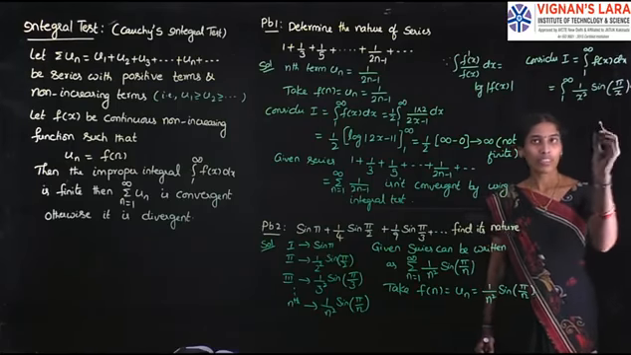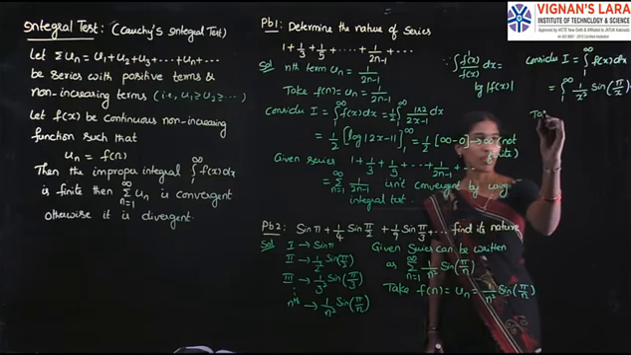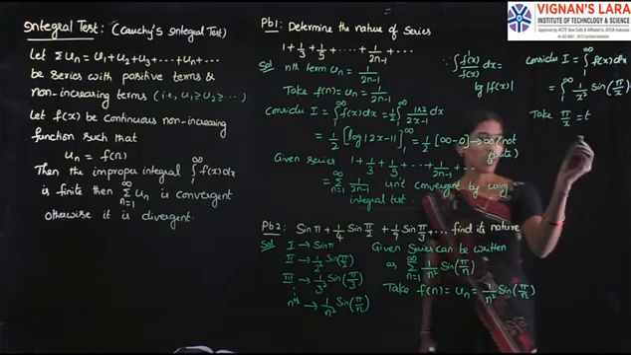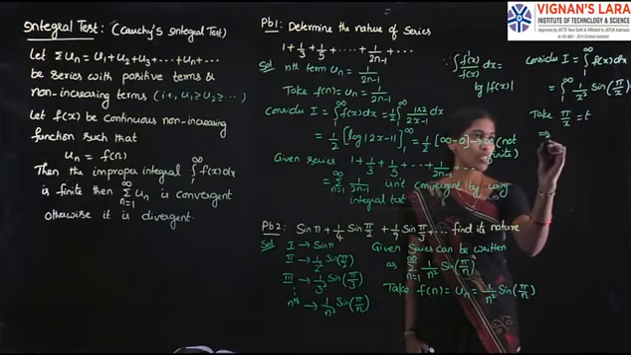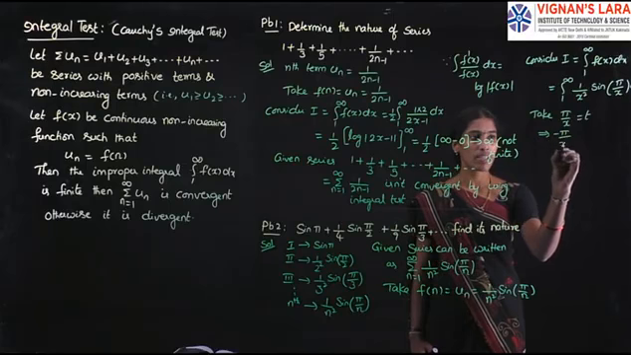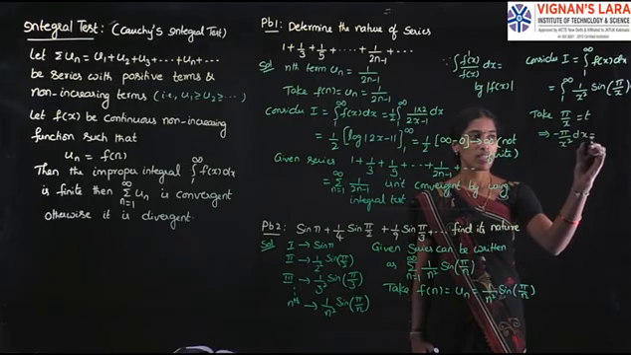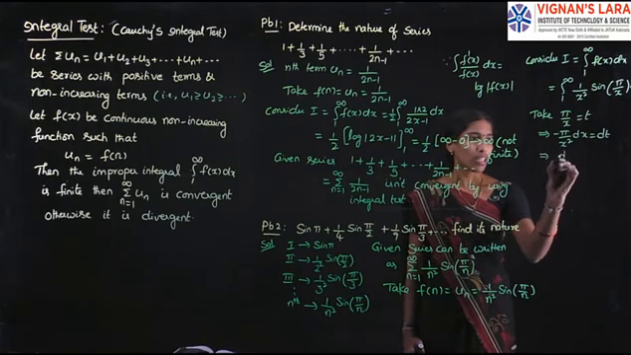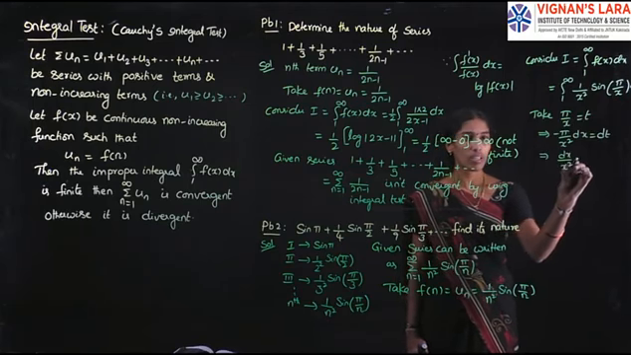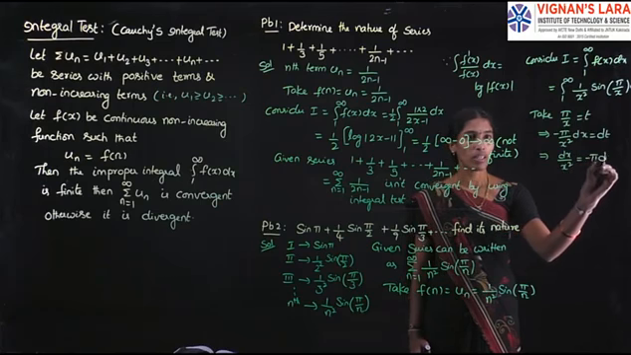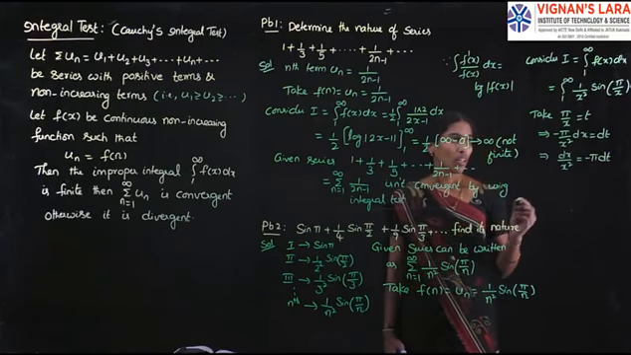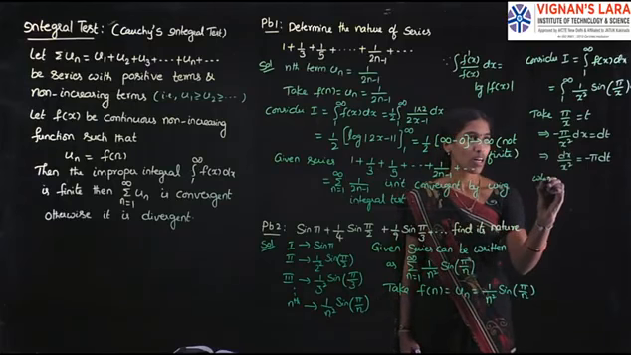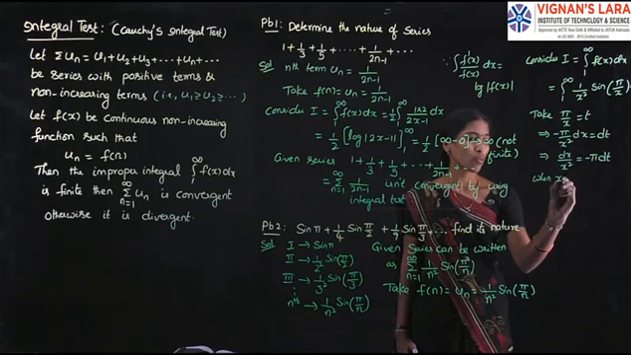To evaluate this integral, take pi by x is equal to some t. Doing differentiation on both sides, minus pi by x square dx is equal to dt. So dx by x square is equal to minus dt by pi, right? So now we have to find out the new limits. Previous limits: when x is equal to 1.